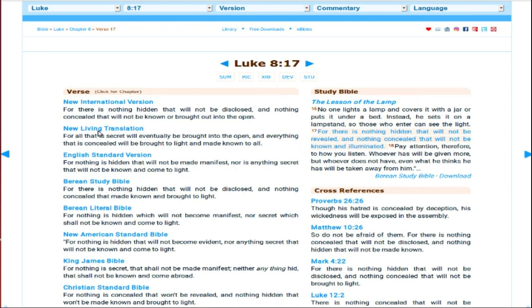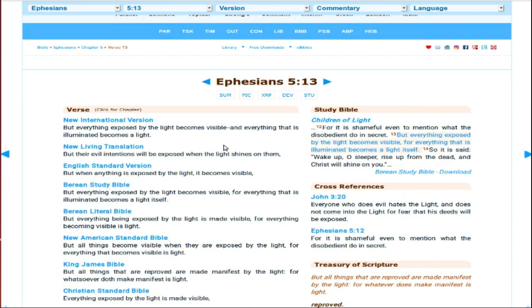But I'm going to look at a couple other scriptures, and I'm going to wrap it up here, which I think is all relevant. For there is nothing hidden that will not be disclosed, and nothing concealed that will not be known or brought out into the open. And you can kind of see the two different states. If you're well familiar with this experiment, you can actually say, I wonder if that has anything to do with that. But everything exposed by the light becomes visible, and everything that is illuminated becomes light. Now that's kind of more of a frequency thing, something that I spoke about with.